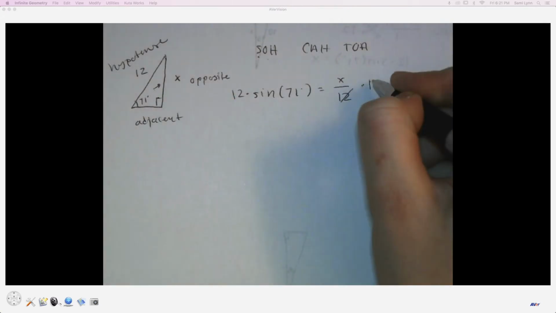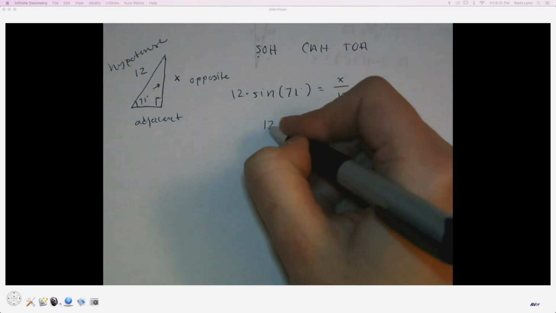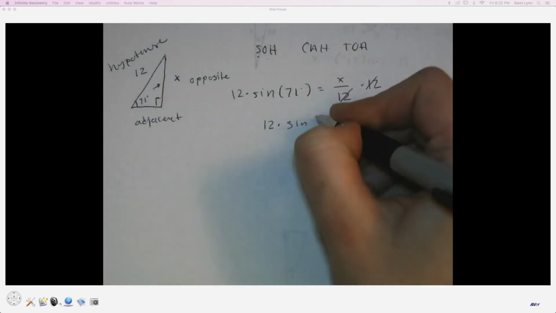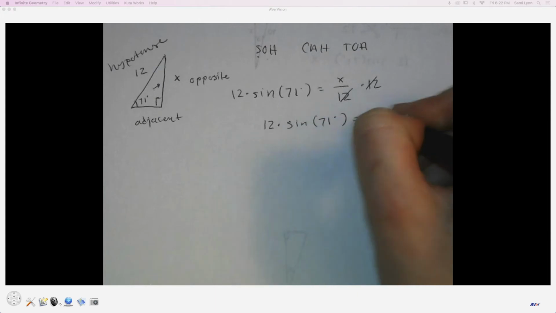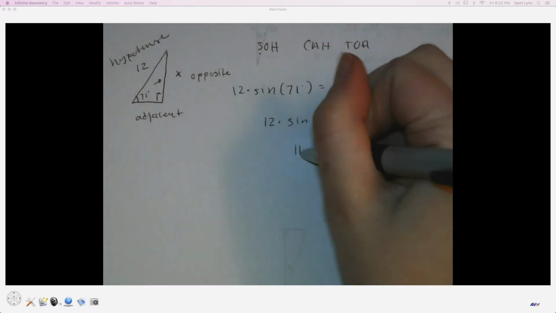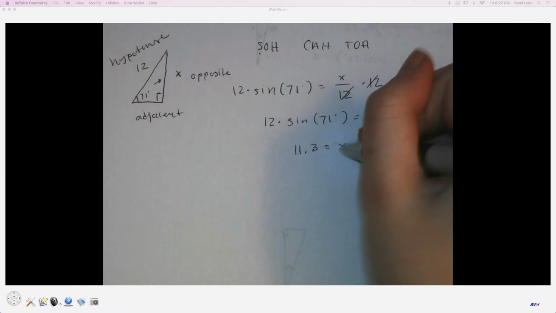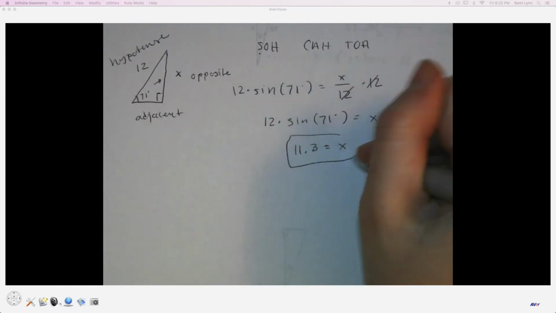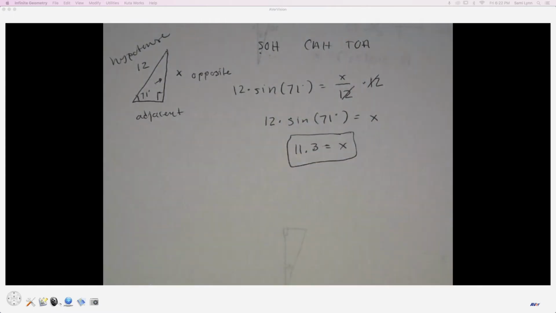And I'm going to cancel these 12s out, and that leaves me with 12 times sine of 71 degrees equals x. And then, hey, I get to have a calculator moment. I'm just about done solving, just looking for that final answer. And that is about 11.3 equals x. Once again, if you're not getting that, give me a holler. We can help you get that calculator in the right mode. All right, let's try another one.